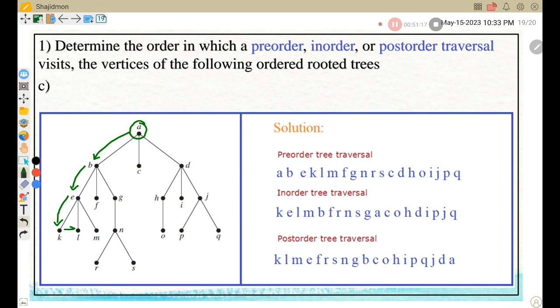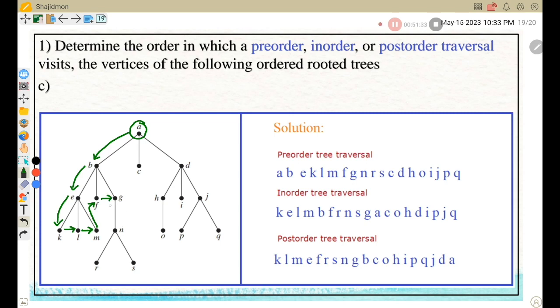K to the right part, that is L. L to the right part, that is M, we are visiting. After M again the right part, that is F, correct? Then F, here there is one root G, okay.